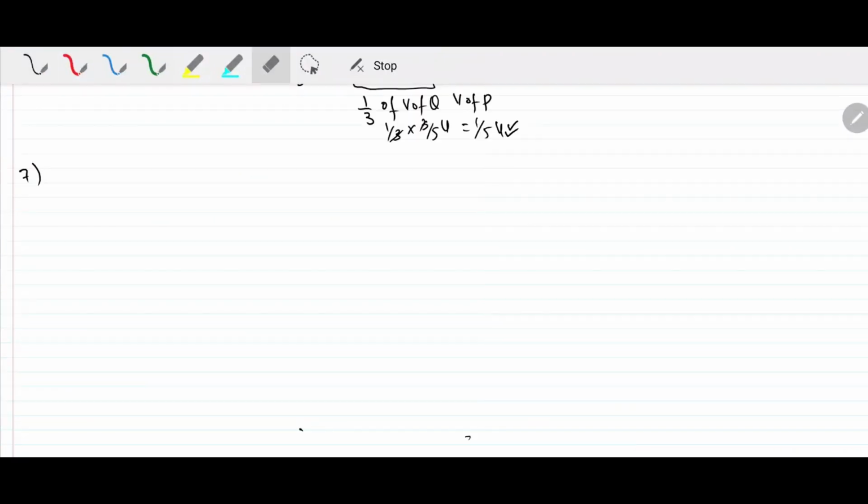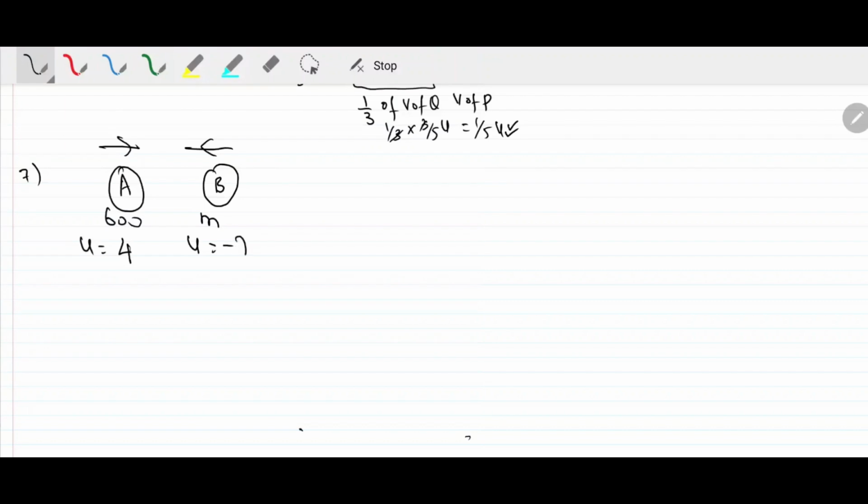Okay, so let's look at question number 7. This is truck A, which has a mass of 600 kg. This is truck B, which has a mass of m kg. They both are moving in opposite directions. The initial speed of A is 4 and initial speed of B will be -2 because it is traveling in the opposite direction. So momentum before collision is 4 into 600 plus m into -2.